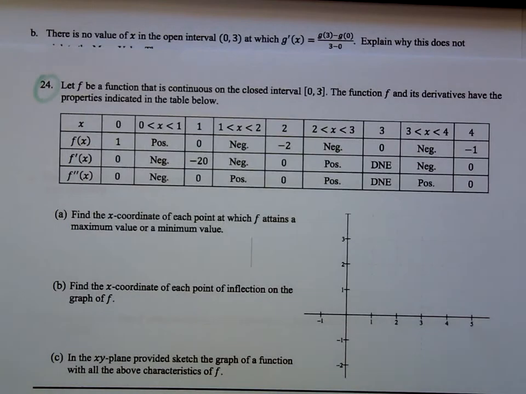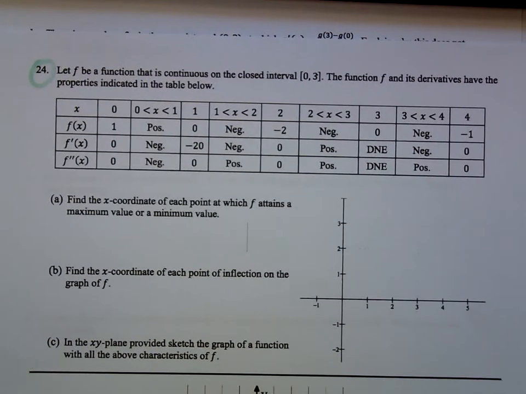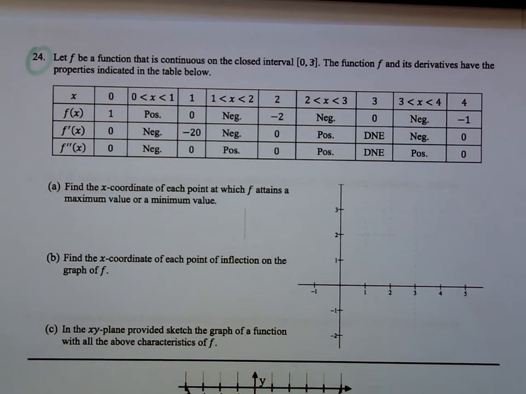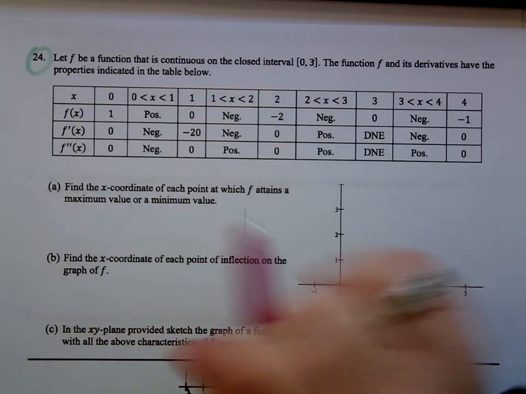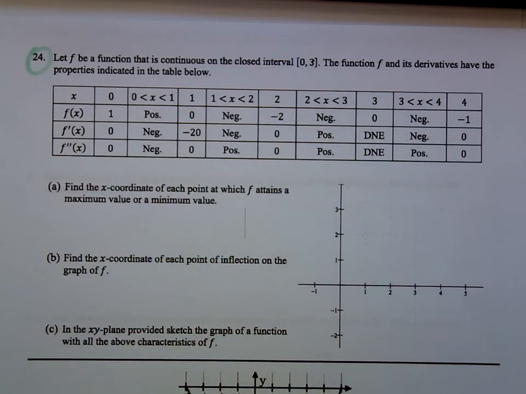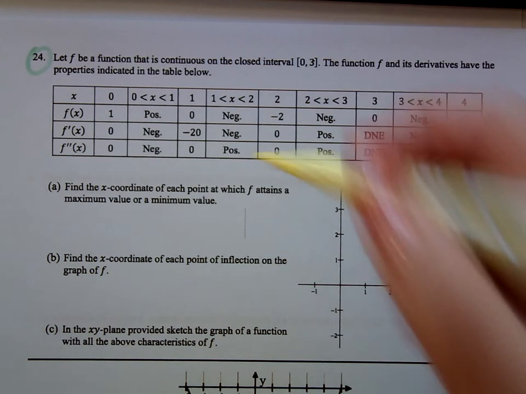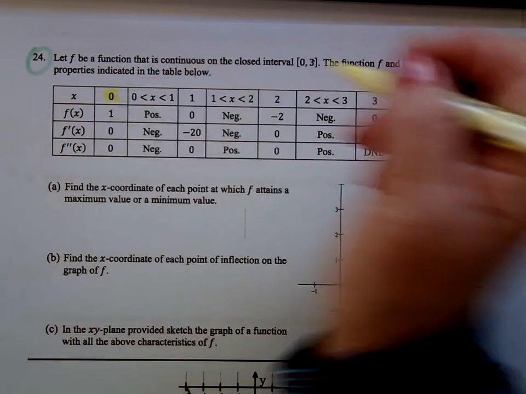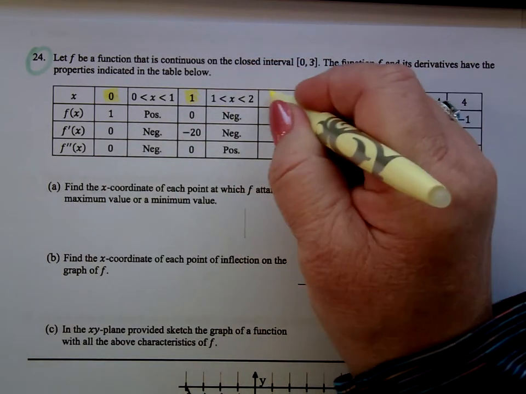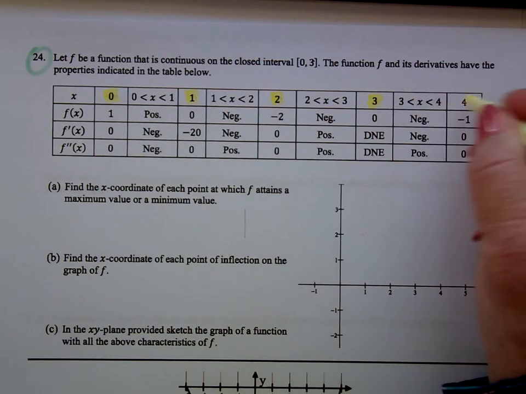Here comes the last one I want to do, and that is number 24. I thought this could be kind of confusing for you, so I wanted to help you with this one. This is a chart, interestingly enough. They give you the original function, the first derivative, the second derivative, and there are coordinates. They're kind of giving you all pieces here. So this is what it's doing at 0, what it's doing at 1, what it's doing at 2, what it's doing at 3, what it's doing at 4. The graph is only going between 0 and 4.